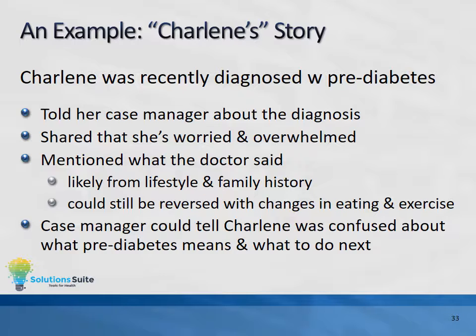I'd like to share a real-life example of how the toolkit was used by one woman I'll call Charlene. Charlene was recently diagnosed with prediabetes. She told her case manager, Mike, about the diagnosis and said she felt worried and overwhelmed. She mentioned that the doctor said her condition was due to her lifestyle and family history, but she wasn't sure what this meant. The doctor also told her that her condition could still be reversed if she changed her eating and exercise habits. Mike could tell she was upset and confused about what prediabetes was and what to do next.